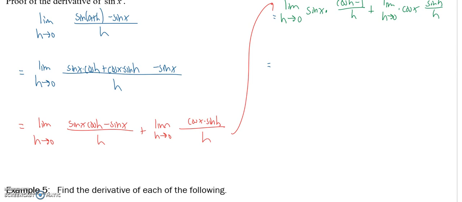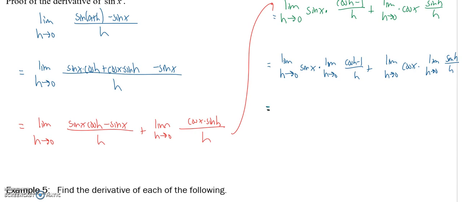And I'm going to split these up even a little bit further now. The limit as h approaches 0 of the sine of x times the limit as h approaches 0 of cosine of h minus 1 over h plus, and then I'm going to split up the second one as well, the limit as h approaches 0 of the cosine of x times the limit as h approaches 0 of sine of h over h. Now here's where I actually start doing the evaluating.